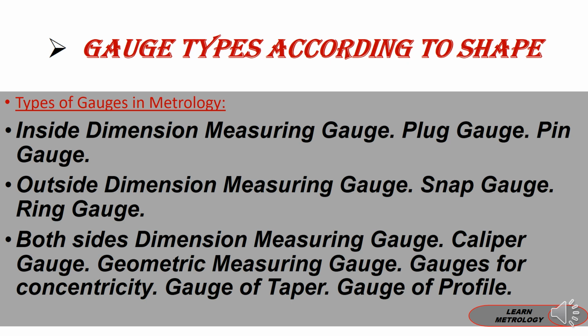Gauge types according to shape. Types of gauges in metrology: inside dimensions measuring gauge, plug gauge, pin gauge; outside dimension measuring gauge, snap gauge, ring gauge; both sides dimension measuring gauge, caliper gauge, geometric measuring gauge; gauges for concentricity, gauge of taper, gauge of profile. That's all the gauge types according to shape.